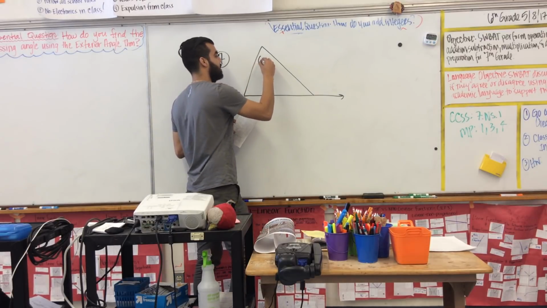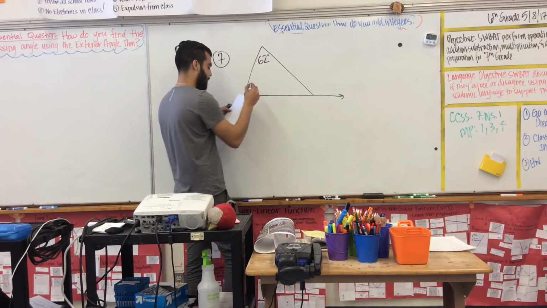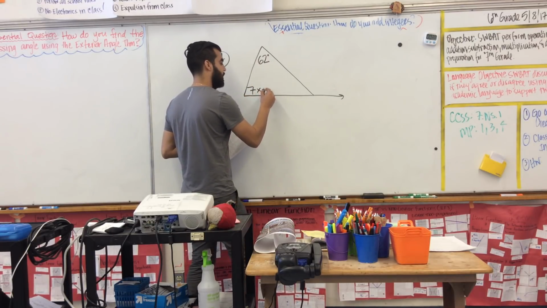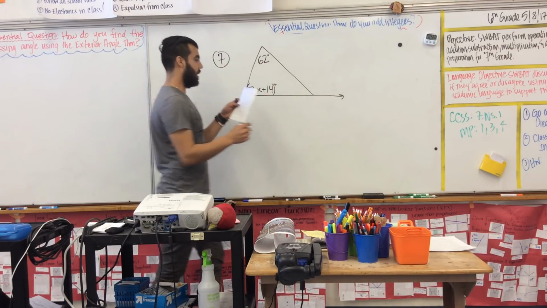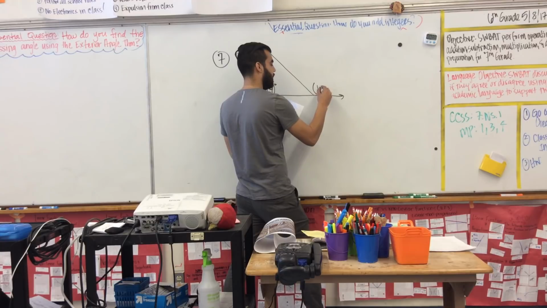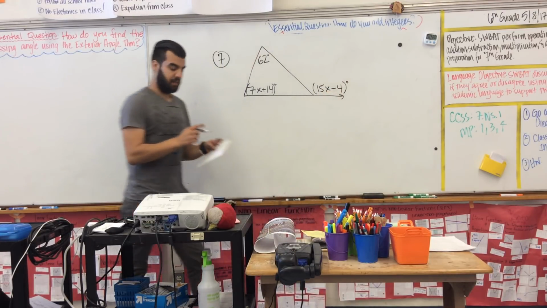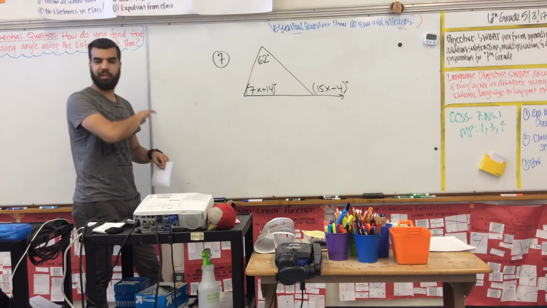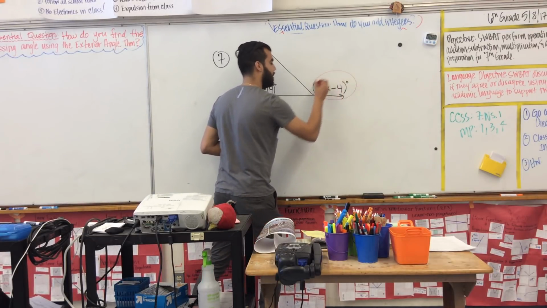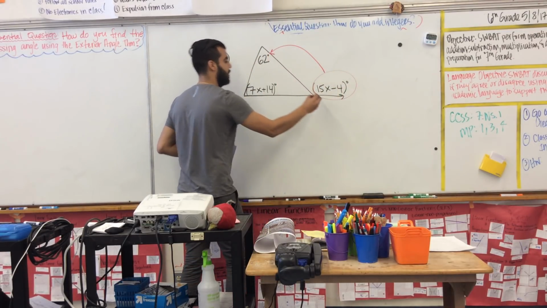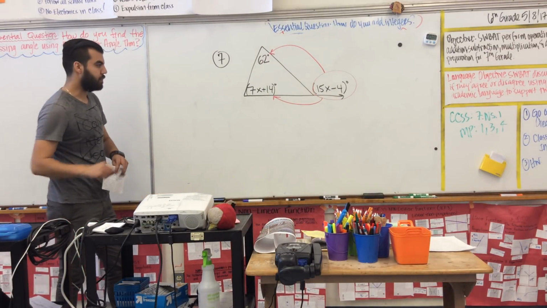I know this angle is 62 degrees. This one looks a little bit more complicated, but it follows the same setup. This right here is 7x plus 14 degrees. And then the exterior angle equals 15x minus 4 degrees. It does look a little bit more complicated, but you're doing the same exact thing. The theorem states that the exterior angle equals the sum of the two angles across from it. Go ahead and set it up the same exact way.